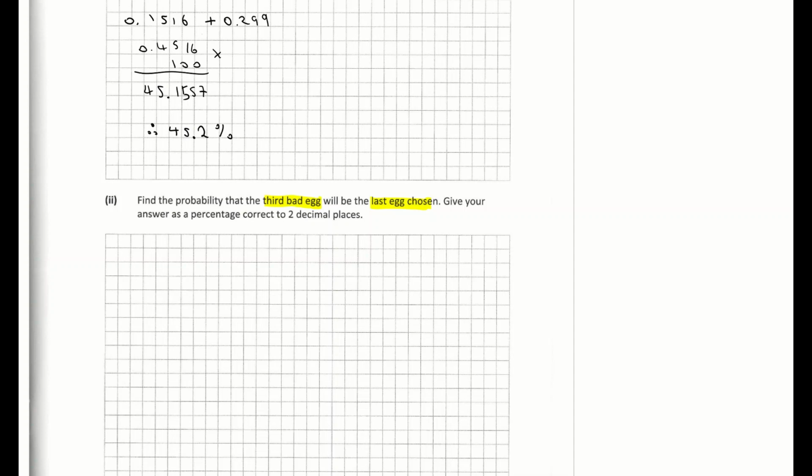So basically what that means is that the third bad egg is, in other words, going to be the 20th egg that you pick. So of the first 19 eggs, 2 of them want to be bad, but the third bad egg will appear on the 20th egg that I pick out. So let's have a look at that. How would that look? Of the first 19 eggs, 2 of them are bad. So how do we write that as a probability? I have 19 eggs. I'm choosing 2 of them to be bad.